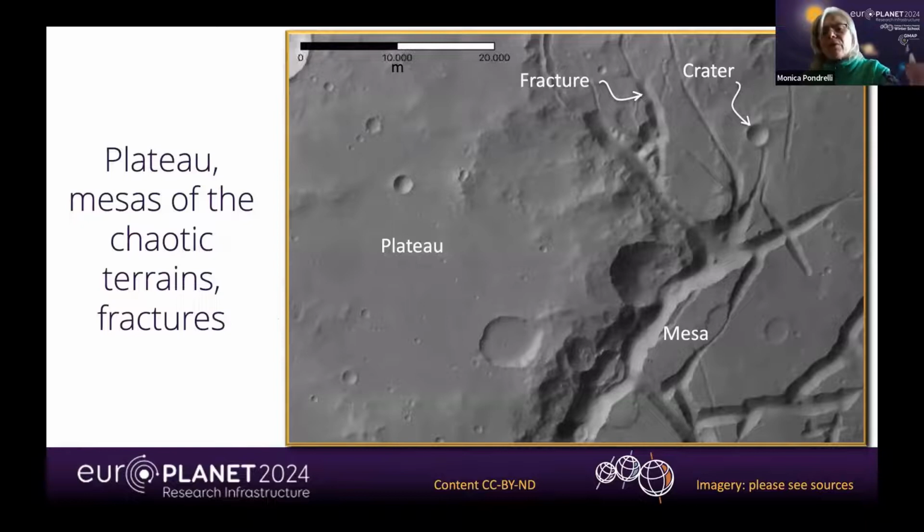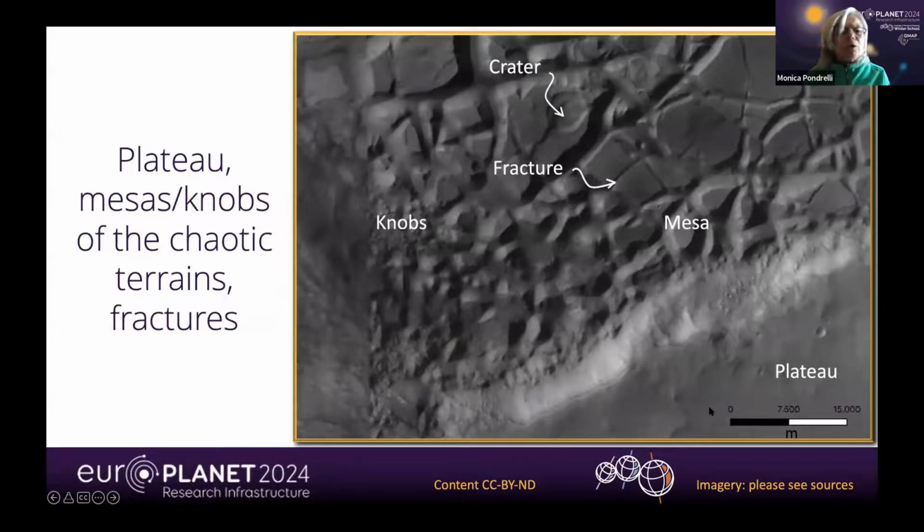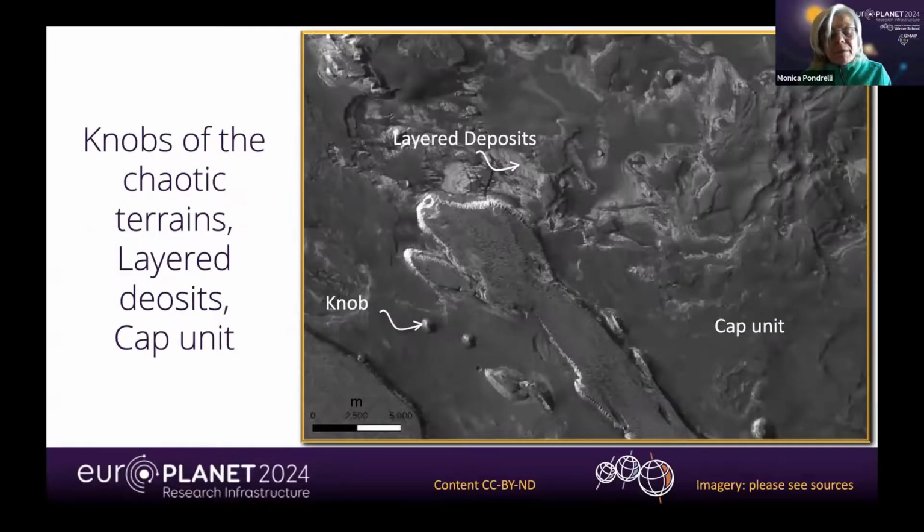First of all, we have the plateau, which is outside of Aram Chaos, and we have the mesas. This is one mesa of the chaotic terrains, which are with these fractures, which in some cases bound them, in some other not. We have, again, the plateau, mesa, knobs, with this other morphology of the chaotic terrains. So we have plateau formation of the chaotic terrains. We have a crater here. I always forget about craters because they are everywhere.